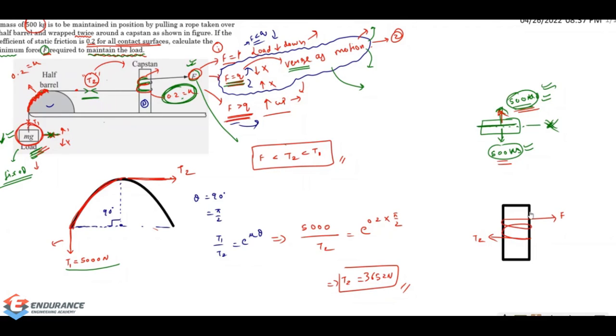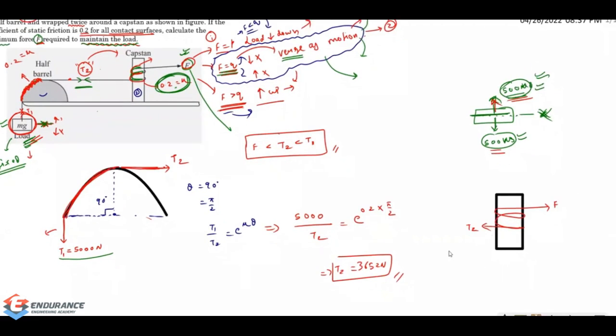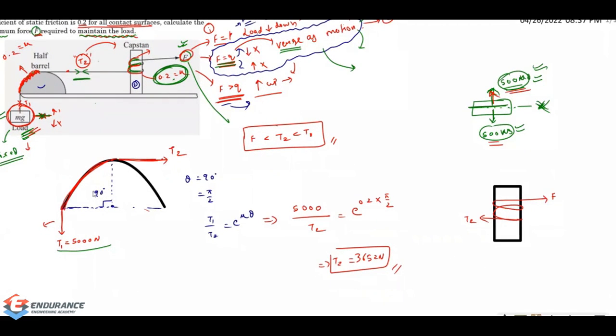But as I'm twisting it 2 times, what will be my angle theta? See here, the angle of wrap was 90 degree. But in this case, the angle is going to be 2 into 2 pi, because I'm twisting it 2 times. 2 into 360 degree, which is nothing but 720 degree. 2 into 2 pi, that is 4 pi radian. I'm twisting it 2 times, which has been given to us in the question. So theta is 720 degree. And again, as usual, which one is going to be the tight side and which one is going to be the slack side?